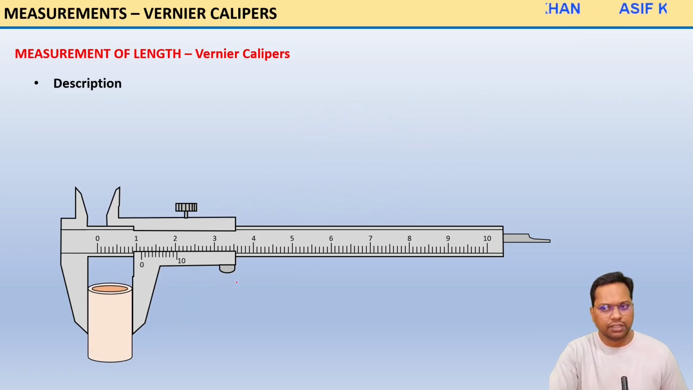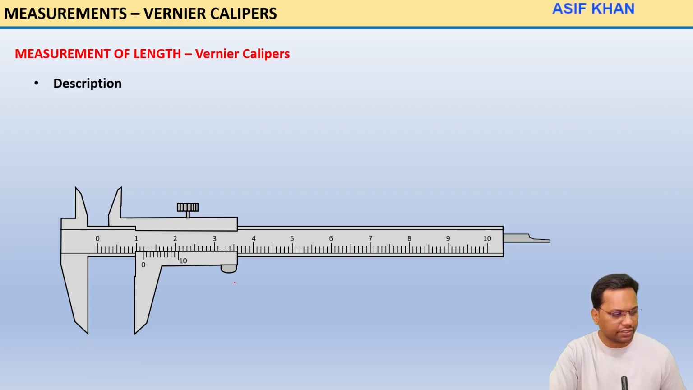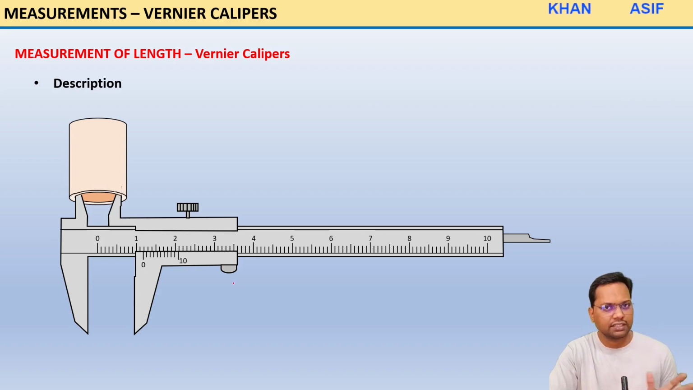Now to find the outer diameter, we need to place the cylinder in between J1 and J2 as shown in the figure. The reading on the Vernier calipers gives the outer diameter of the cylinder. Now to find the inner diameter, we need to reverse the cylinder and insert it in such a way that the two jaws, J3 and J4, the inner jaws, touch the inner circle exactly on opposite sides.